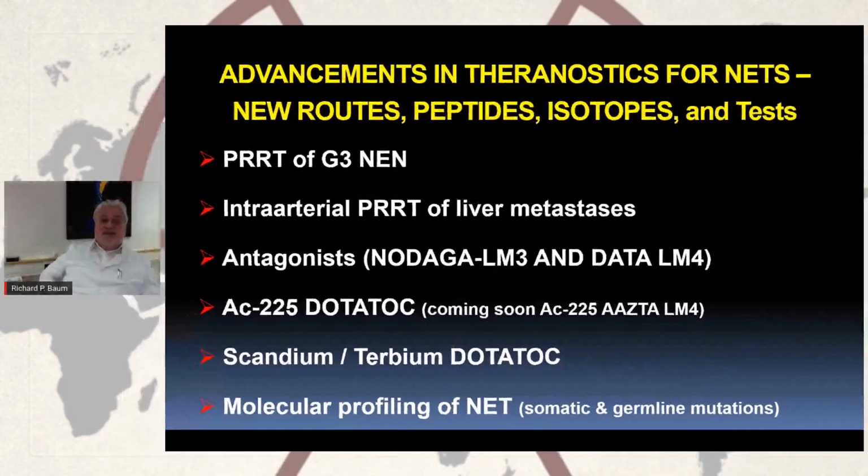Now, what are the advancements in diagnostics for neuroendocrine tumors? First, I will speak about PRRT of G3 neuroendocrine neoplasms, then about intraarterial PRRT of liver metastases, about new antagonists like NODAGA-LM3 and DOTA-LM4, and then on alpha PRRT using actinium-225 DOTATOC. I will also shortly elaborate on scandium and terbium DOTATOC, and at the very end say a few words about molecular profiling of neuroendocrine tumors, looking at somatic and germline mutations.